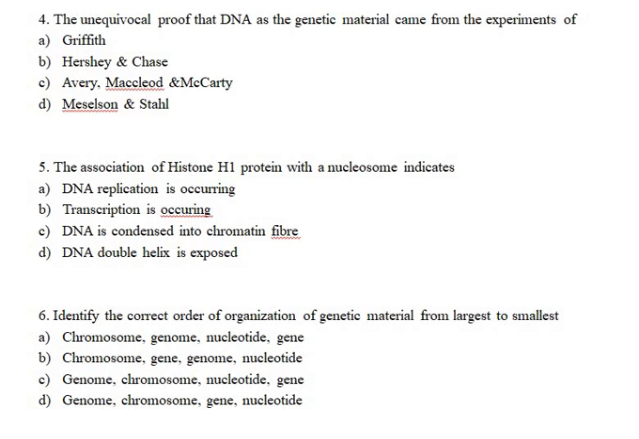Option B, Hershey and Chase. Option C, Avery, MacLeod and McCarty. Here Avery, MacLeod and McCarty performed the biochemical characterization of the transforming principle. Meselson and Stahl is the fourth option. They performed the experiment on the semi-conservative model of DNA replication. They proved that DNA replication is semi-conservative. So Hershey and Chase have given the unequivocal proof that DNA is the genetic material. So the correct option is B.